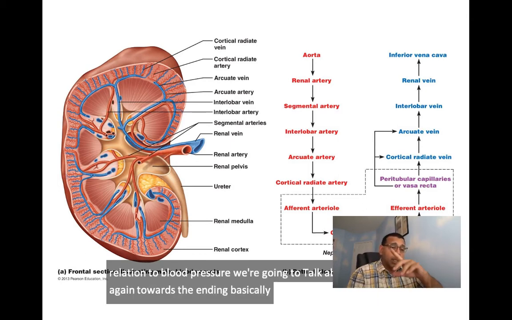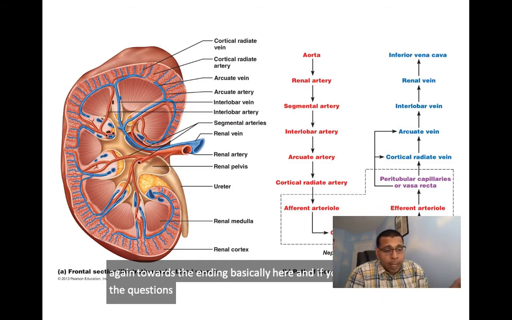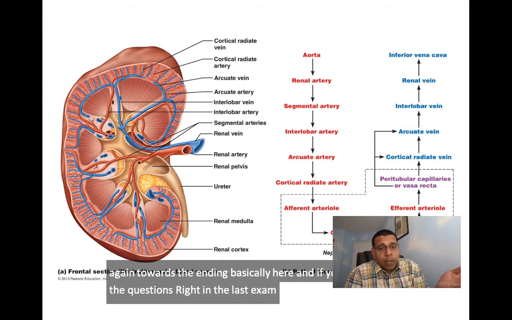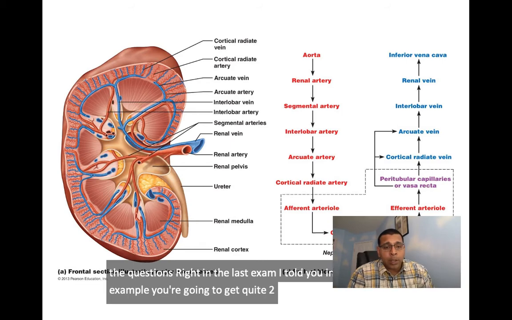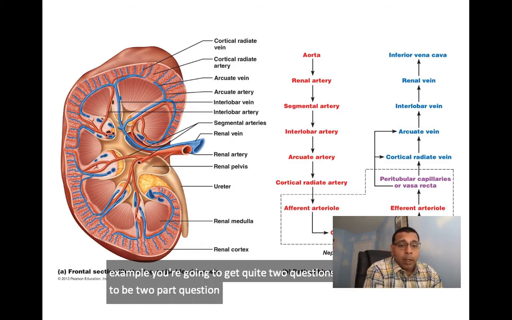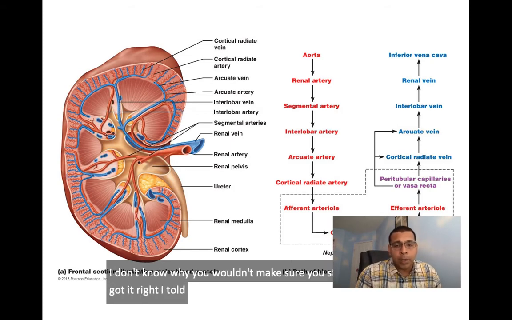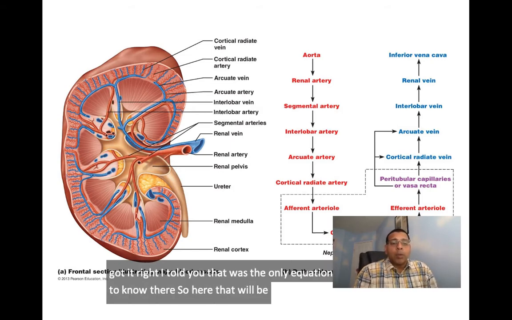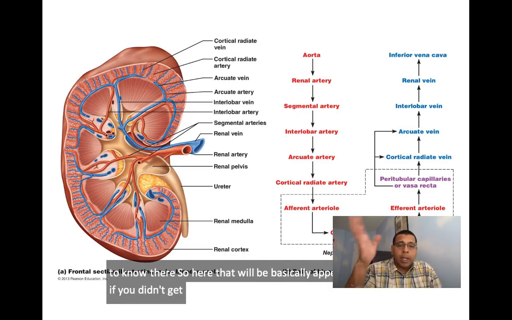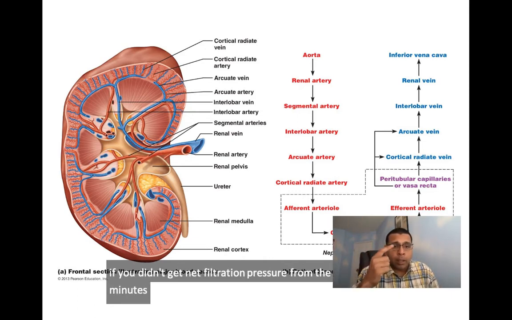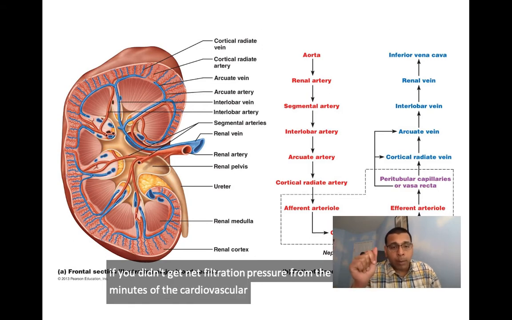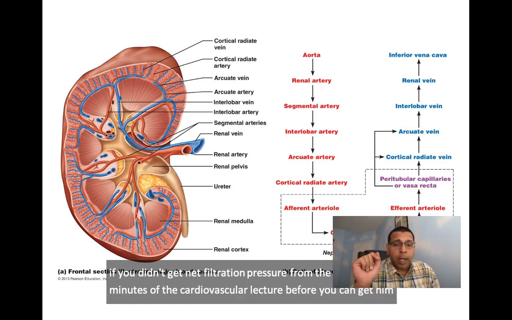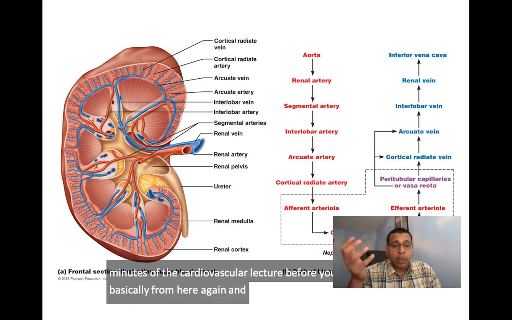And if you didn't get the questions right in the last exam, I told you in the last exam you're going to get two questions on it. It's going to be a two-part question. And I don't know why you wouldn't make sure you studied that and got it right. I told you that was the only equation I needed you to know there. So here that will be basically appearing again. So if you didn't get net filtration pressure from the last 10 minutes of the cardiovascular lecture before, you can get them basically from here again and get your free points. It's almost a letter grade.